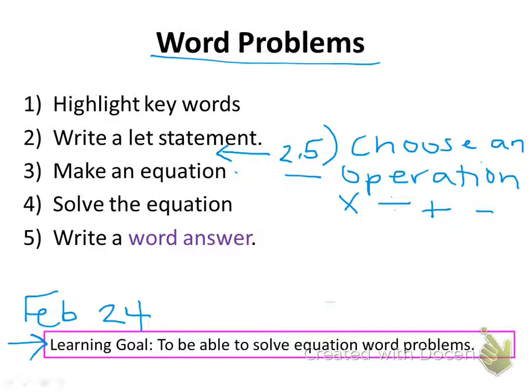Before we start, I want to talk about how I included a learning goal down here in this video lesson. Our learning goal is to be able to solve equation word problems. You can choose whether you want to write this down right now or tomorrow. When you write it down, I need you to write it with the date of February 25th. That's tomorrow, because it's what we're going to be doing in class tomorrow. If you don't want to write it down now, that's totally fine. You can write it down tomorrow.